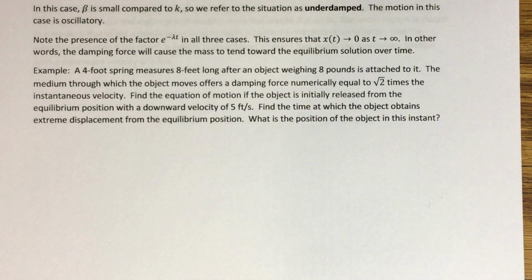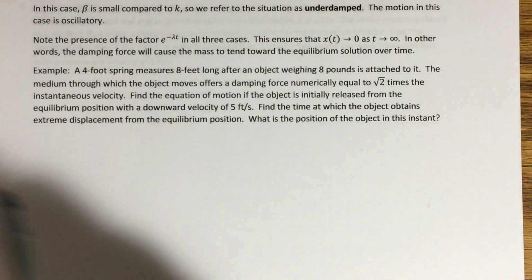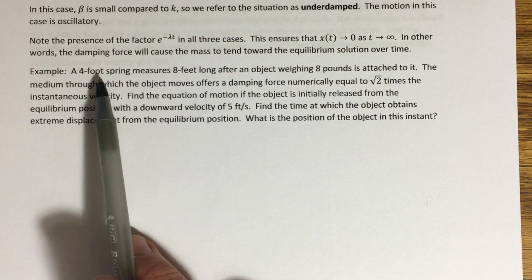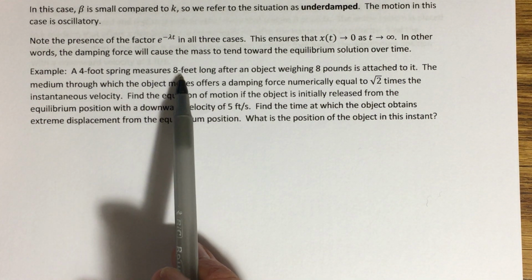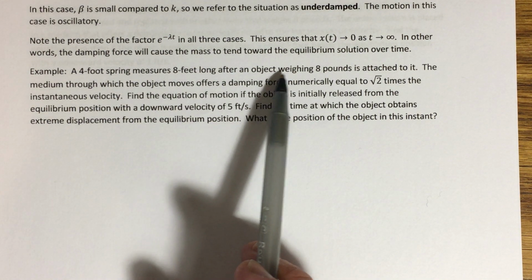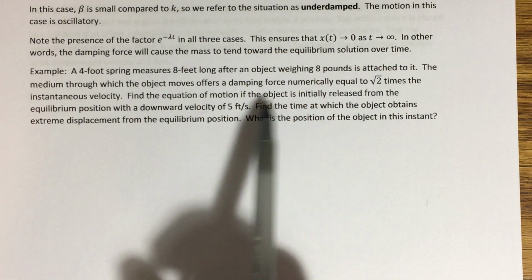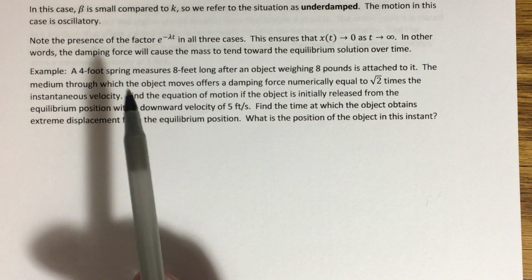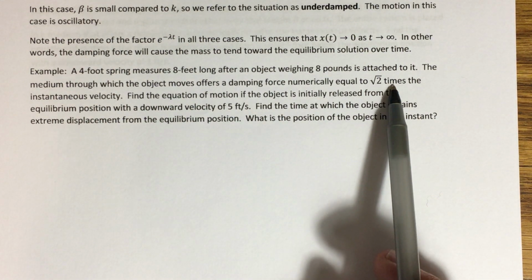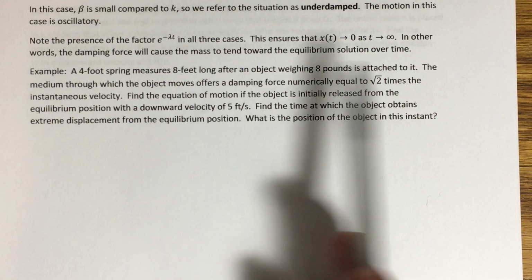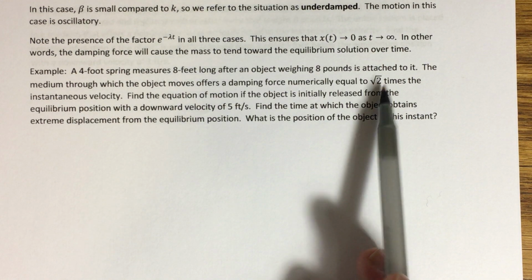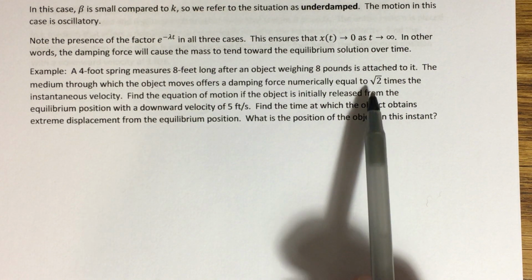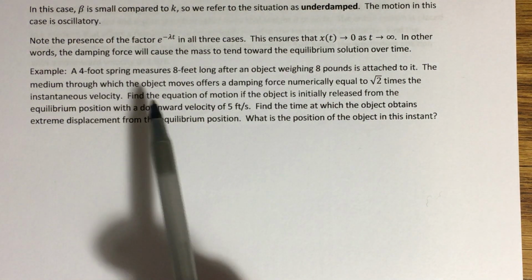All right, so we're looking at damped motion now, and here's our example that we're going to work through. A 4-foot spring measures 8 feet long after an object weighing 8 pounds is attached to it. The medium through which the object moves offers a damping force numerically equal to root 2 times the instantaneous velocity. That root 2 is going to be the beta that we talked about. That's our damping coefficient, or our damping constant.